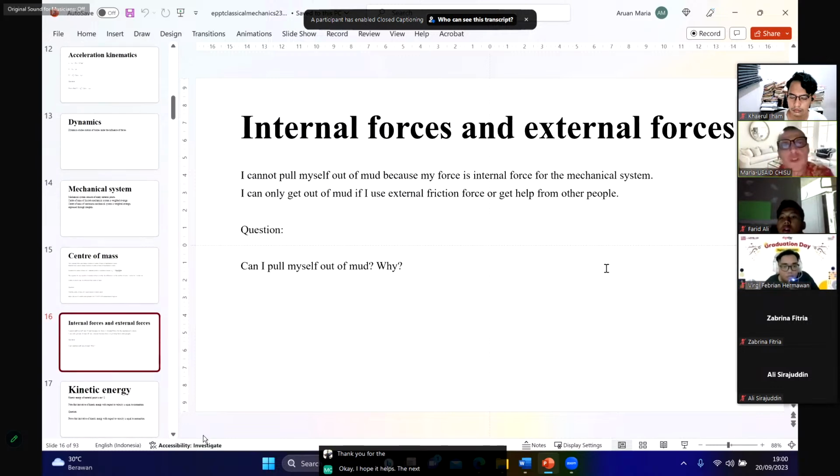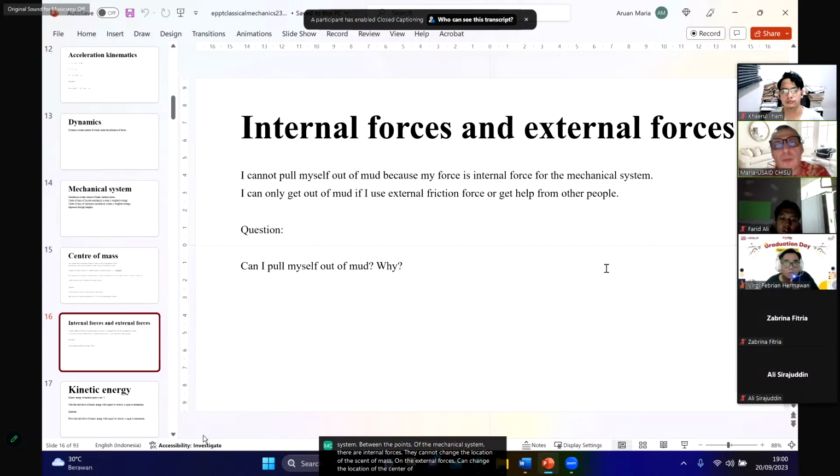The next slide talks about internal forces and external forces. So if you have a mechanical system, between the points of the mechanical system, there are internal forces. They cannot change the location of the center of mass. Only external forces can change the location of the center of mass. For example, the friction force, the gravity force, those are external forces, right?